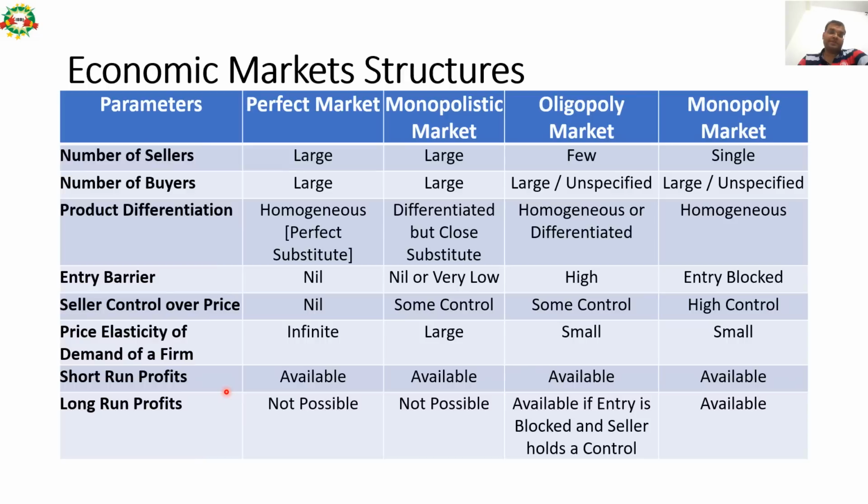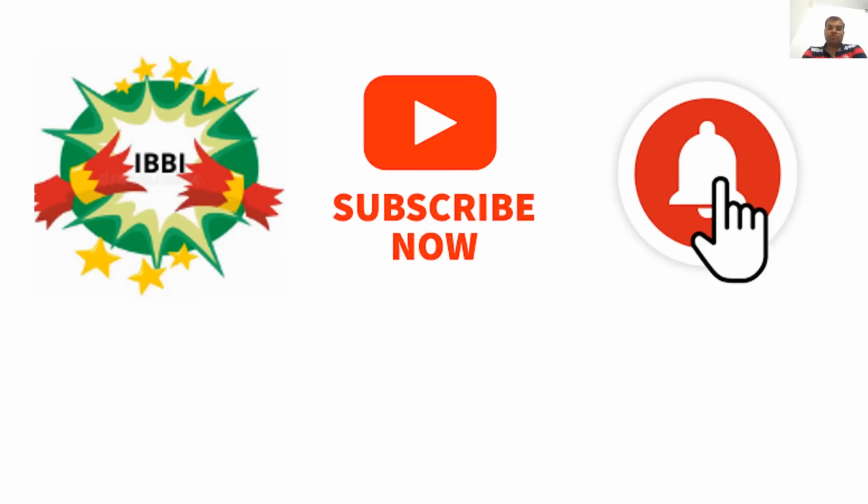Short run profits. In case of perfect market, short run profits are available. So short run profits are available in all four markets. Sometimes this 1 mark theory question comes out of this only, short run profits. And long run profits, these are not possible in perfect market and monopolistic market. In case of oligopoly market, long run profits are available if entry is blocked and seller holds a control. However, in case of monopoly market, long-term profits are possible.